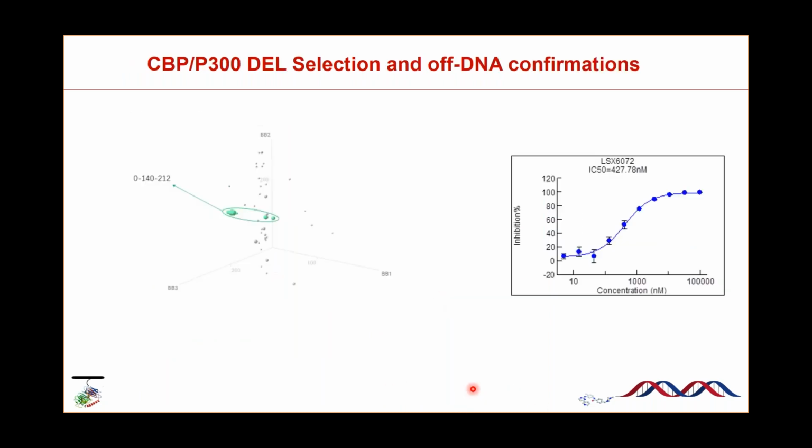And my group has already matured this selection method. We have done several selections for protein targets. This one is very simple, a very typical example. We used our own DEL board to screen P300, and we can quickly get a 100 nanomolar hit compound.